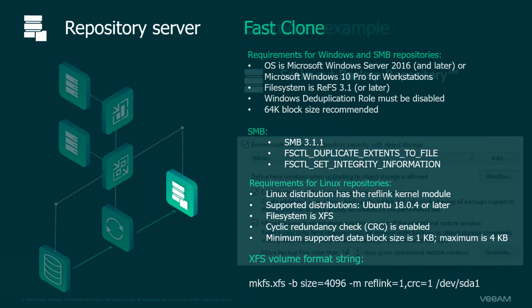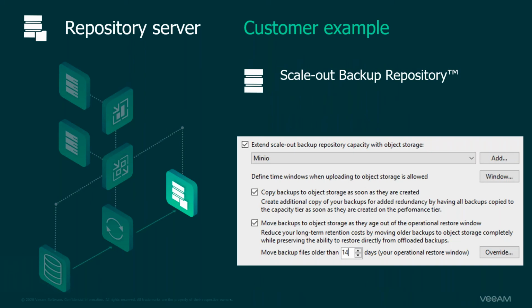So for our customer example, they're going to be using a scale-out backup repository. Prior to version 10, we had the ability to scale out to object storage. Minio is an example here, but let's say Azure Blob, AWS S3, S3 compatible, IBM Cloud. But it was only that bottom checkbox, move backups to object storage as they age out, which meant that anything older than 14 days would be moved to object storage in this case.